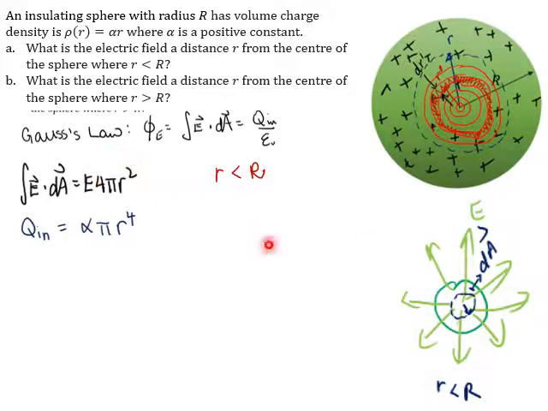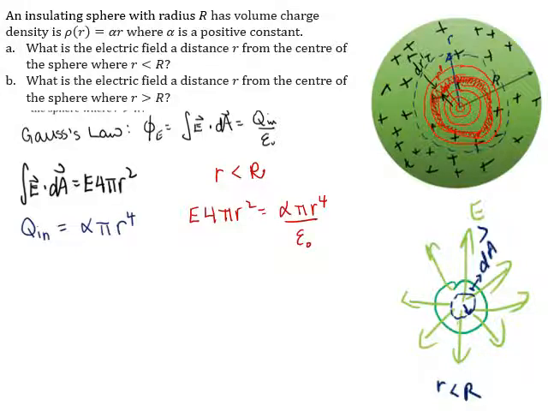And this result comes from the spherical symmetry of the problem. We added up the charge on a bunch of little shells to find that Q inside was equal to alpha times pi times r to the 4, where r is the radius of our Gaussian surface. Okay, putting these together now, the integral of E dot dA, E times 4 pi r squared, is equal to Q inside, alpha times pi times r to the 4, divided by epsilon naught.